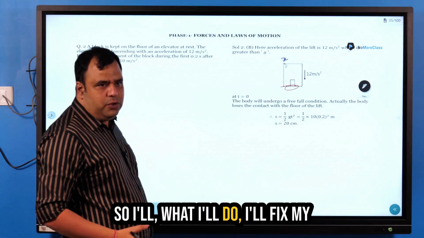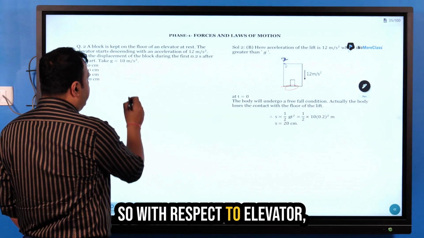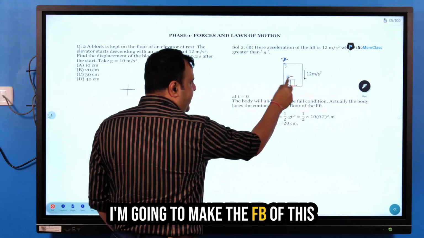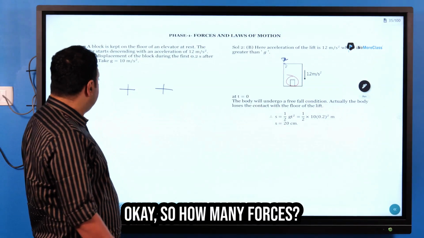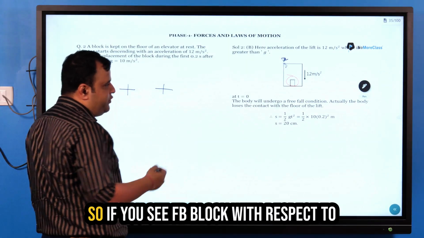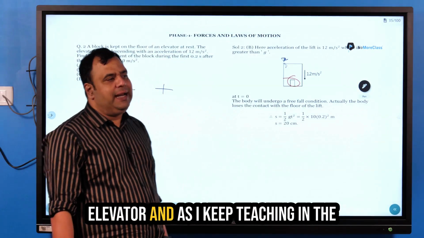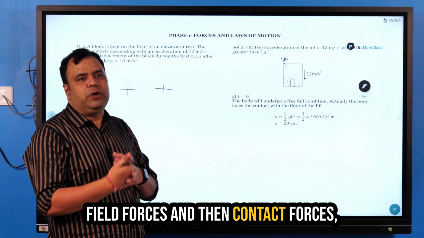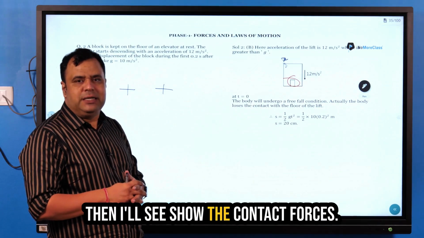So what I'll do, I'll fix my observer onto the elevator. So with respect to elevator, I'll make the FBD of the block. Okay. So how many forces? If you see FBD of block with respect to elevator, and as I keep teaching in the class, when we show the forces, first field forces and then contact forces. So first I'll show the field force and then I'll show the contact forces.